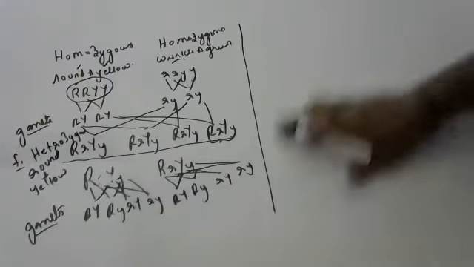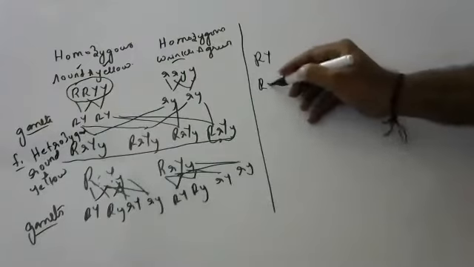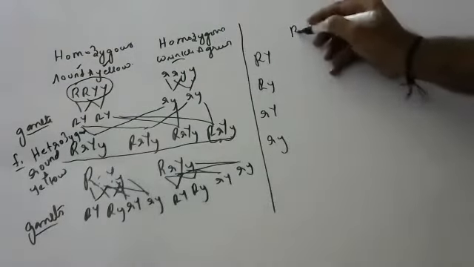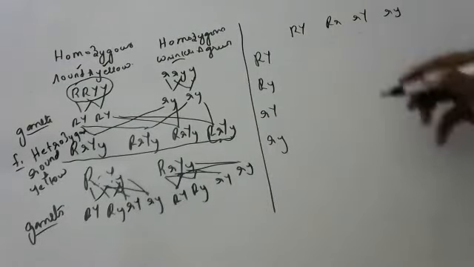One second, children. I'll take the next one. So, what are the combinations we have? Big R big Y, big R small y, small r big Y, small r small y. Again, here what you have? Big R big Y, big R small y, small r big Y, small r small y. We have this many combinations.